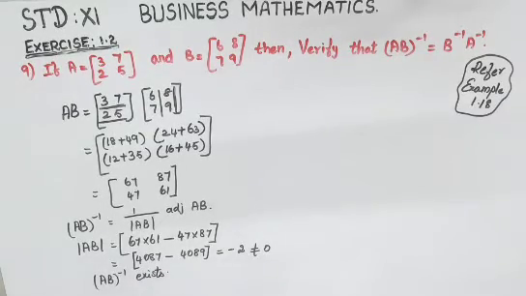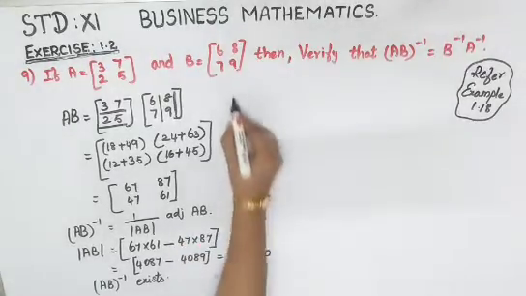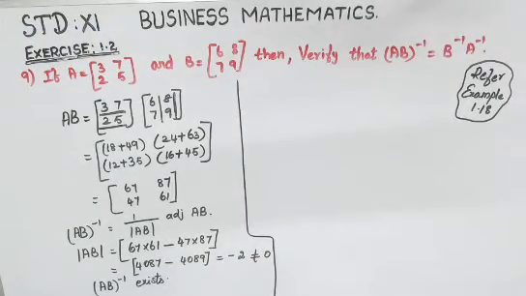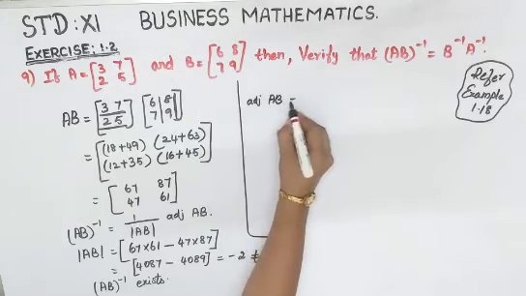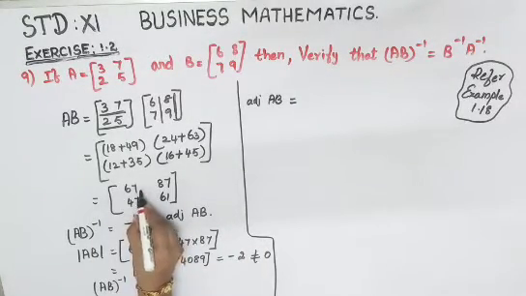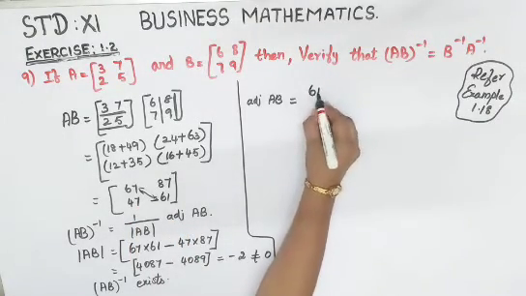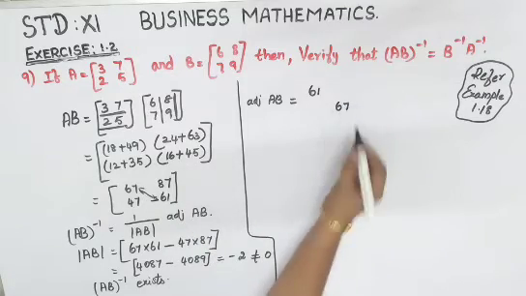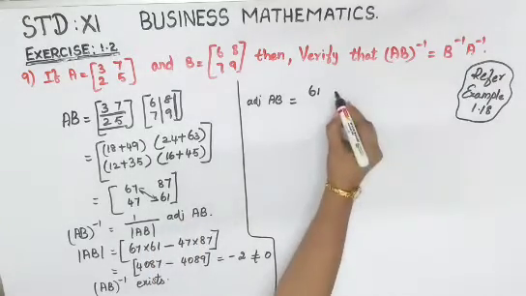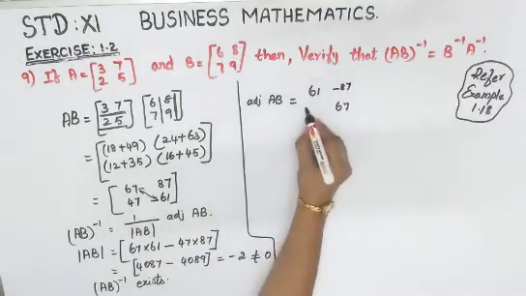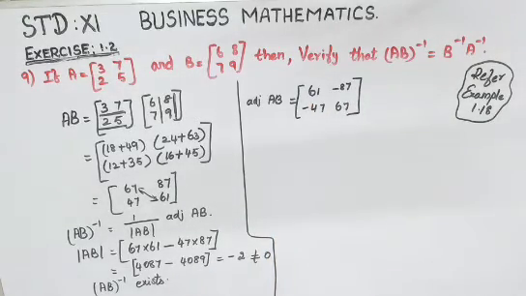Once the determinant of AB is done, you'll have to find your adjoint of AB. For 2 by 2 matrices, I have taught you one easy method before. In your AB, just interchange 67 and 61. So 61 will come here, 67 will go there, and for the other diagonal just change the sign. So minus 87 will be here, and here it is minus 47. So this will be your adjoint of AB. Only for 2 by 2 matrices you can use this method.